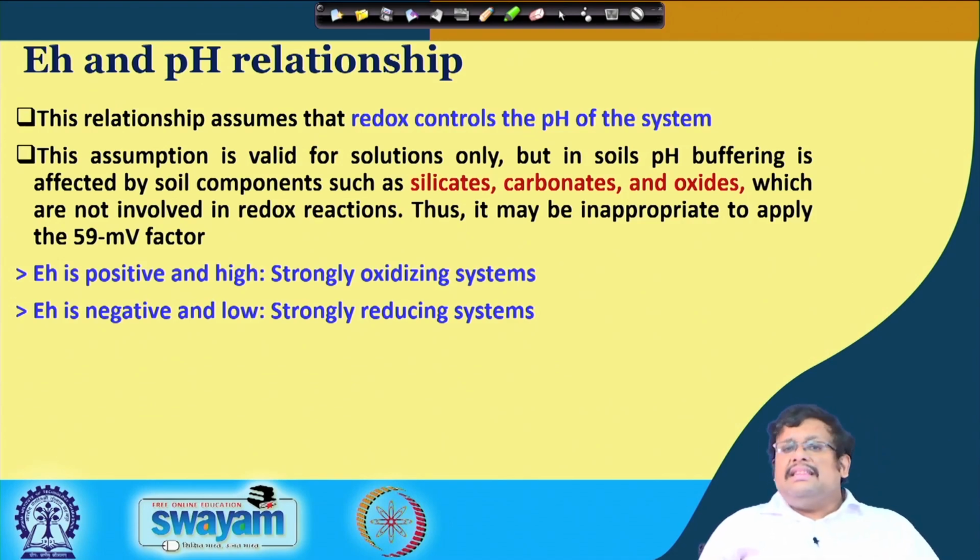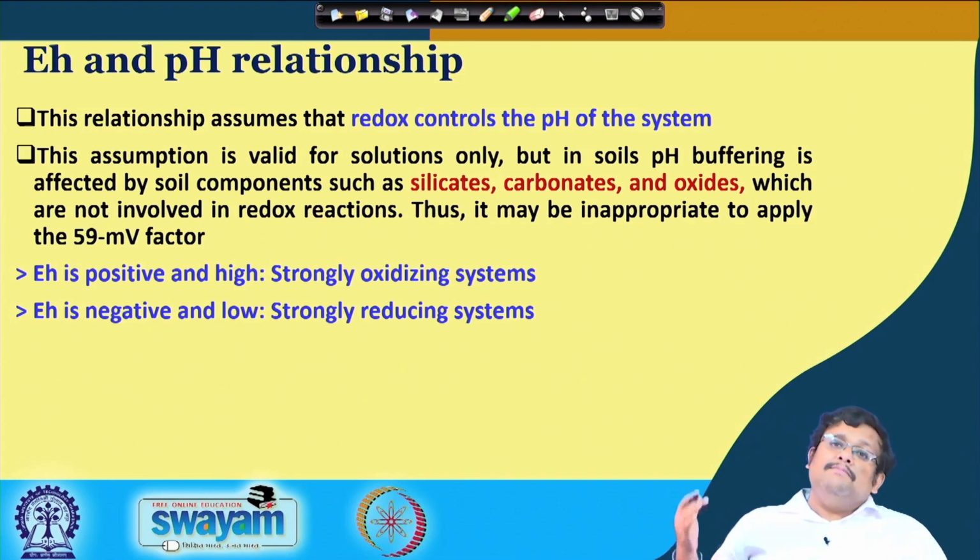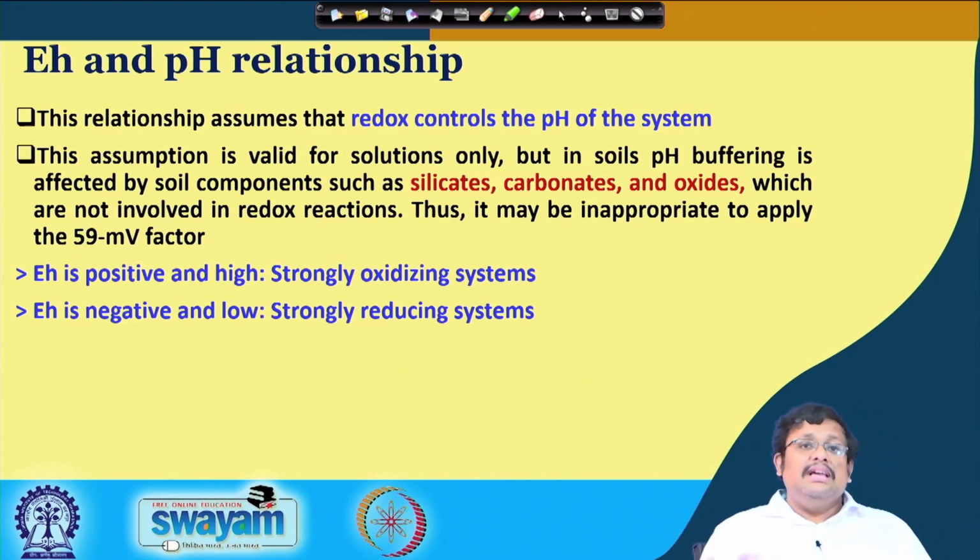Now, remember the thumb rule for using the redox potential in case of soil. When the EH is positive and high, it is a strongly oxidizing system. When the EH is negative and low, it is basically a strongly reducing system. In case of submerged soil, which is a strongly reducing system, you will see the EH is negative.